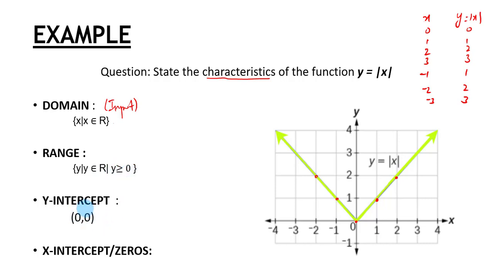So what is the y-intercept? For the y-intercept, you have to put x equal to 0, and your function is y equals the modulus of x. When you plug in x equal to 0 here, you will get y equal to 0 as well. So the y-intercept is (0, 0). For the x-intercept or zeros, you have to plug in y equal to 0, and when you do that in this function, you will get (0, 0) as well. So the x-intercept is (0, 0) and the y-intercept is (0, 0).